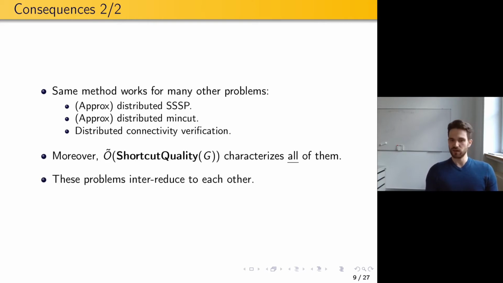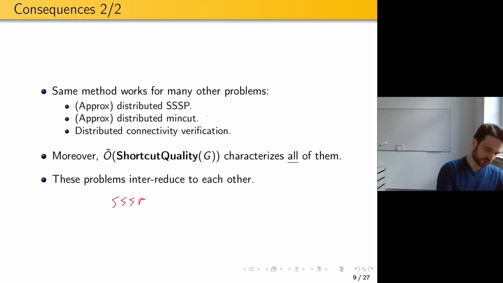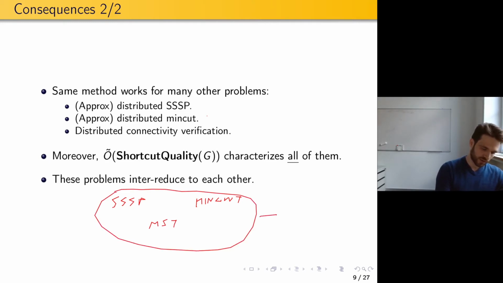So actually, you could think about this as forming a new complexity class, because all of these problems that I said kind of reduce to each other. So you can think of this like a new complexity class that contains the single source shortest path, the minimum cut, the minimum spanning tree problem, and all of them form a new complexity class that wasn't observed before. And on every graph, they have a runtime of the shortcut quality of G.